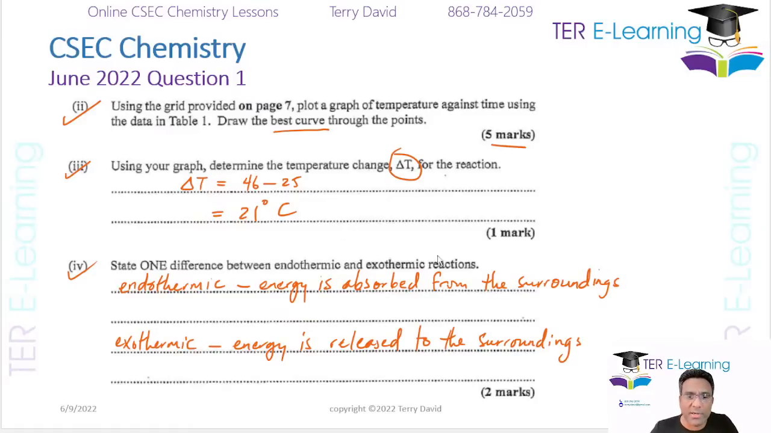So other ways we can compare these things is that for endothermic, we can look at temperature change as well as heat content of your product and your reactant. Same thing for this one here. They want one, I'm just giving one.